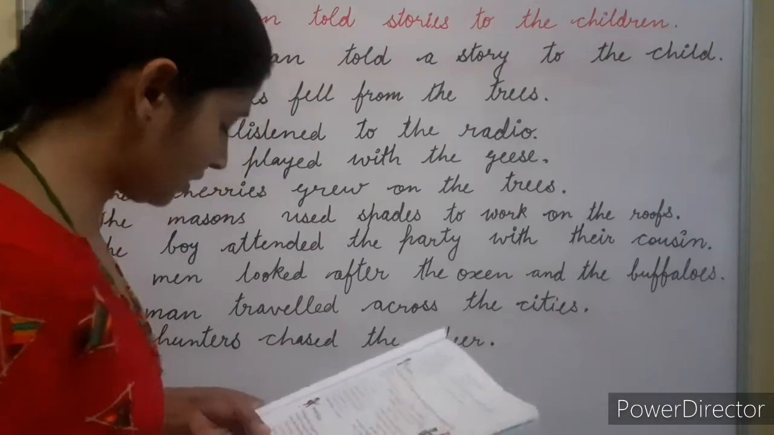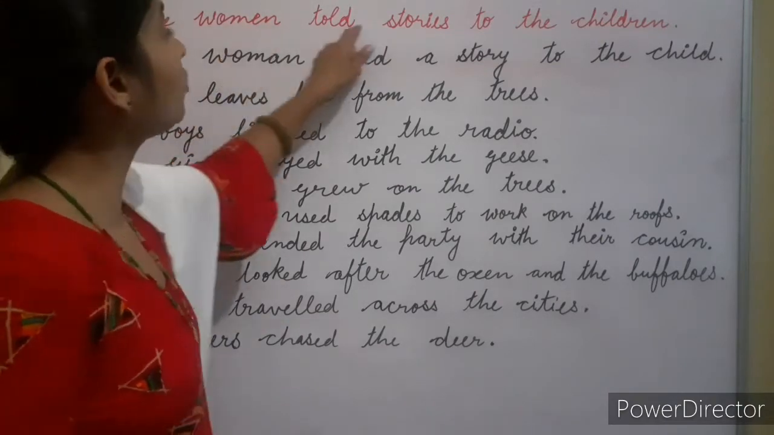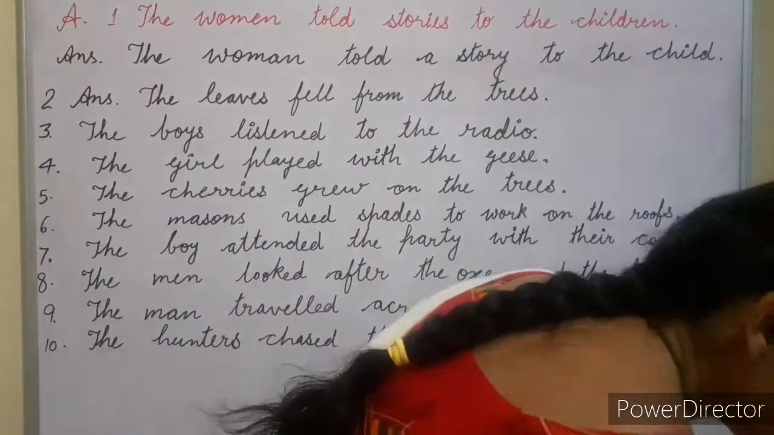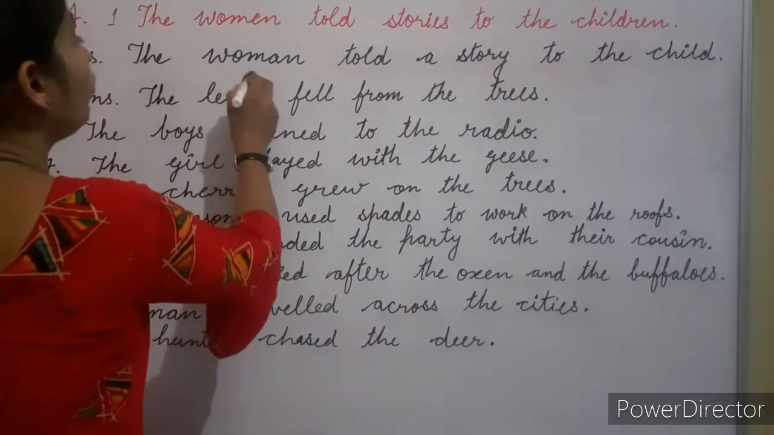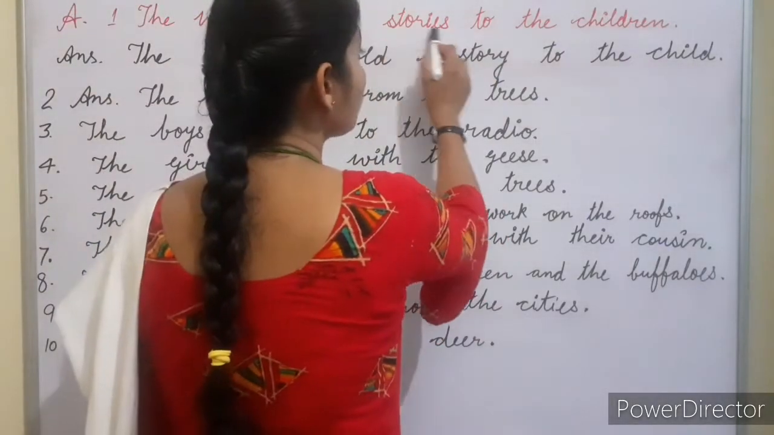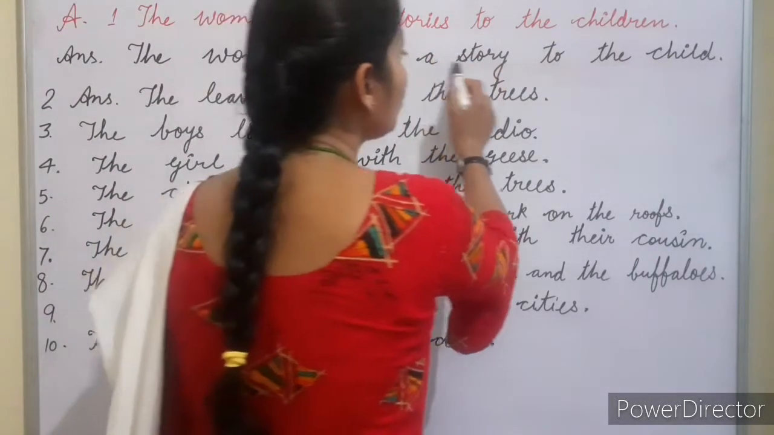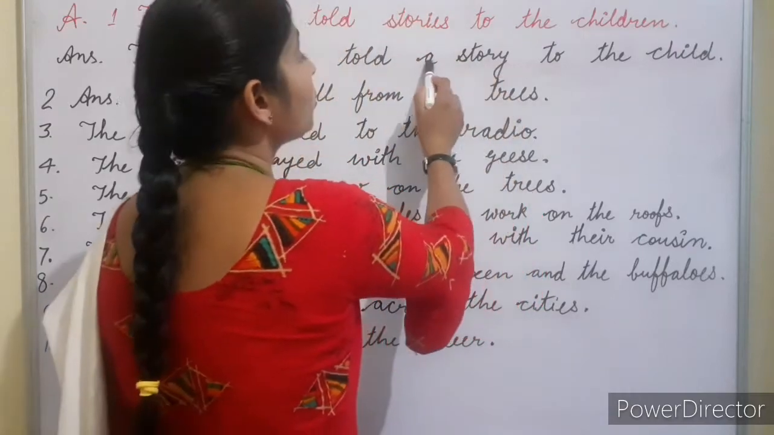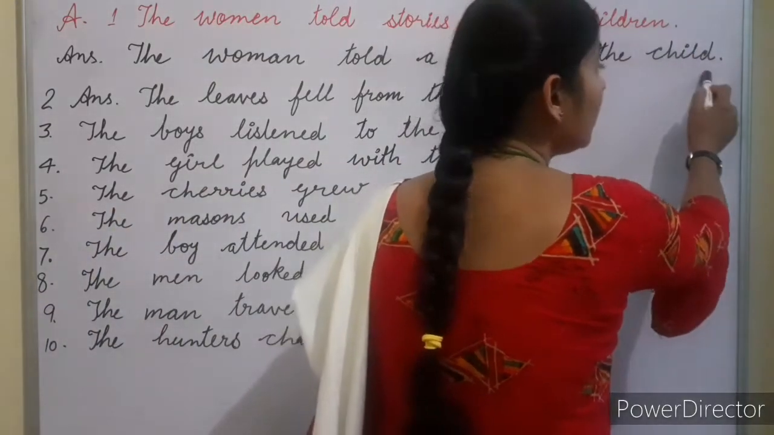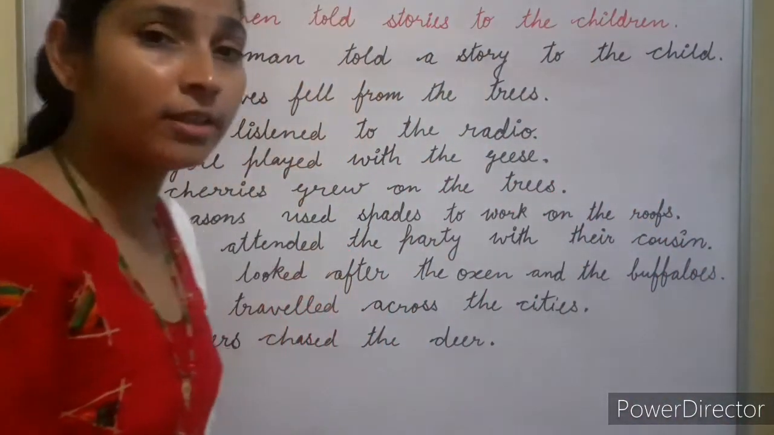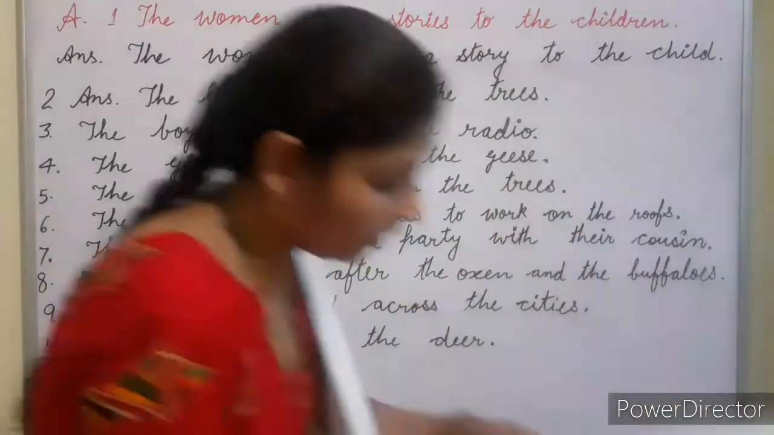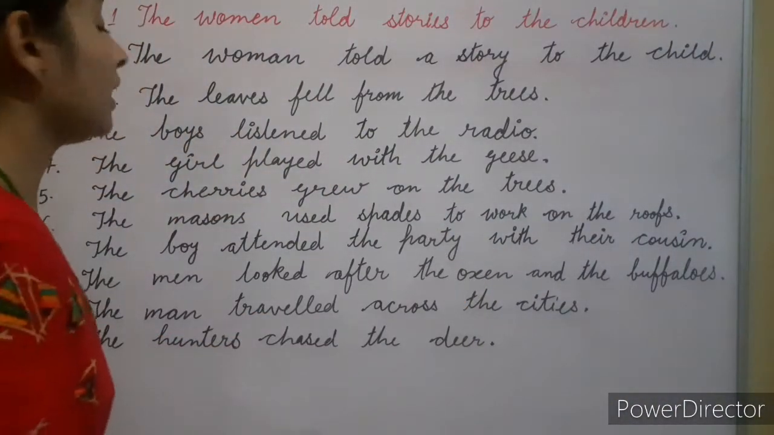So the second sentence is here. First is: the woman told stories to the children. So it's singular you will make. The woman, M-A-N, told a story. Here stories is given plural, so you will make it singular. So a story to the child. और children का क्या आएगा singular? Child. Clear everyone?